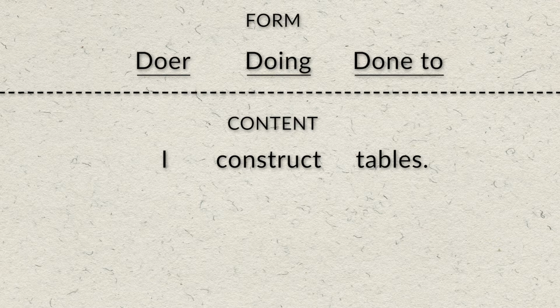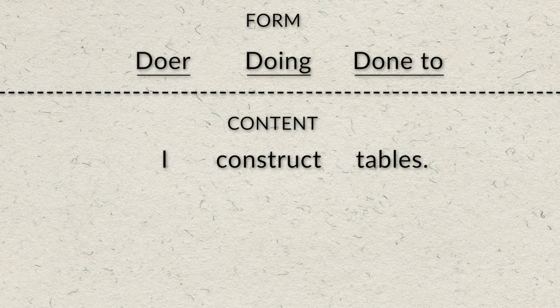I construct tables. Who is the one doing anything in this sentence? It is I. Now the next slot is doing. Now in this sentence, which word has the function of doing? Construct. Lastly, what in this sentence is being done to? It's tables. I construct tables. Tables is what's being done to.